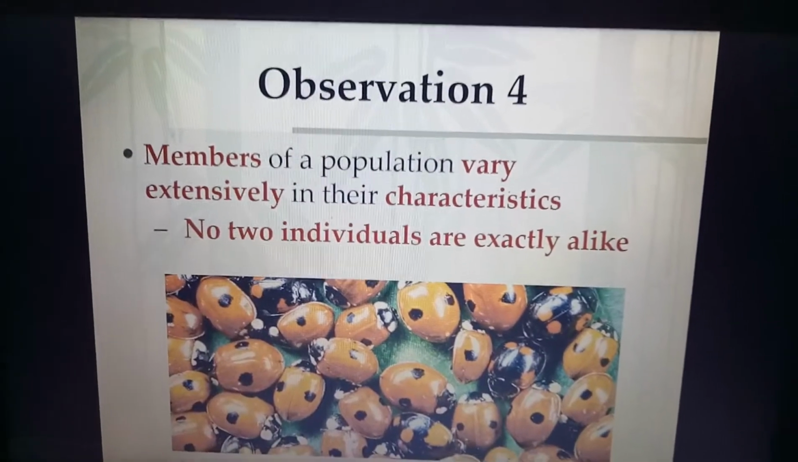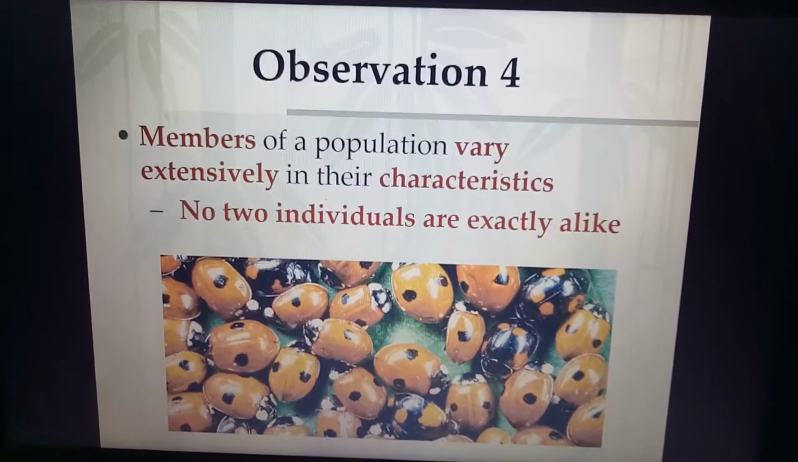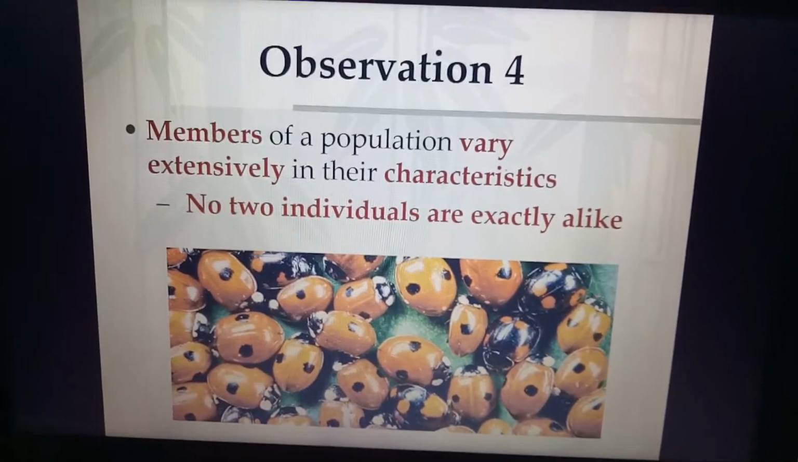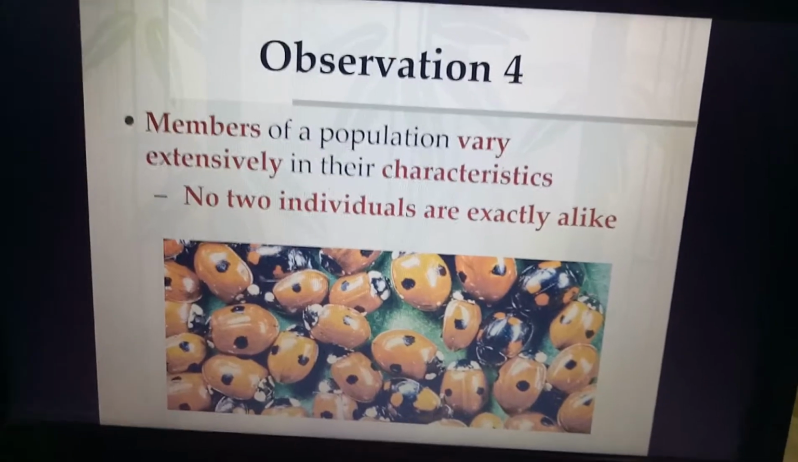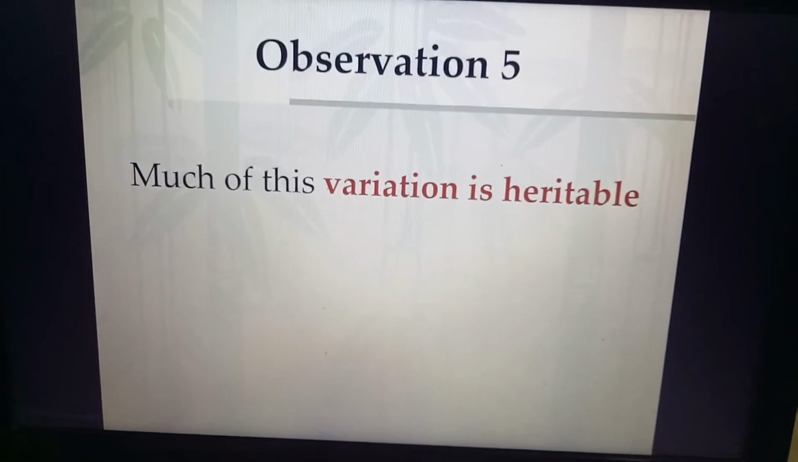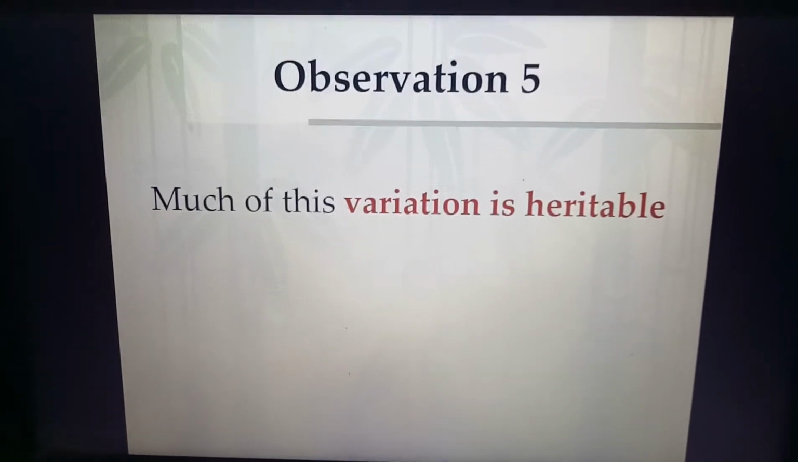Observation number 4: members of a population vary extensively in their characteristics. Not two individuals are exactly alike. They are very different, even though they are actually the same species. And number 5: much of this variation is heritable. Of course, this relates more to genetic change.